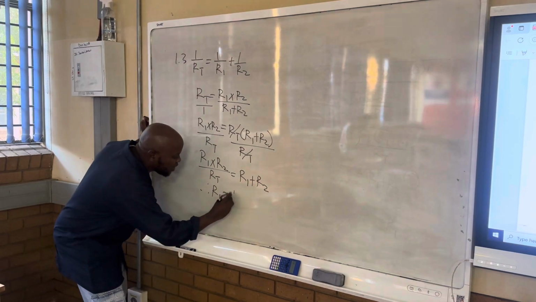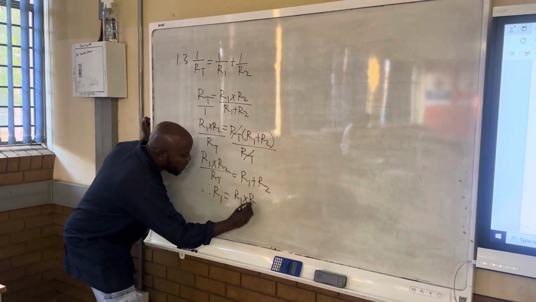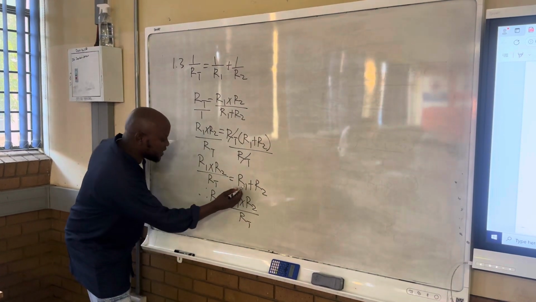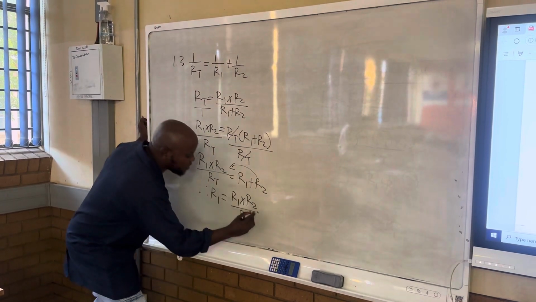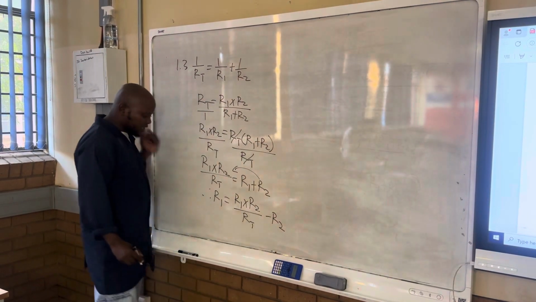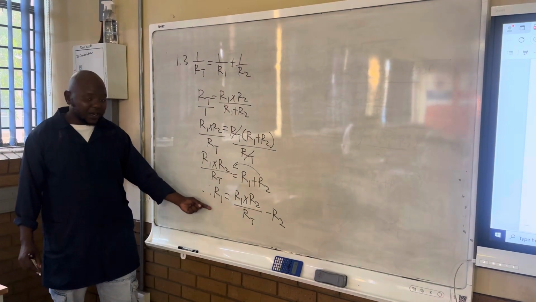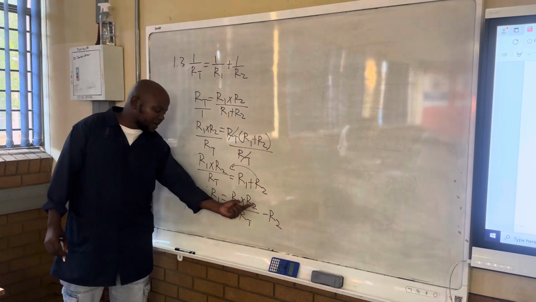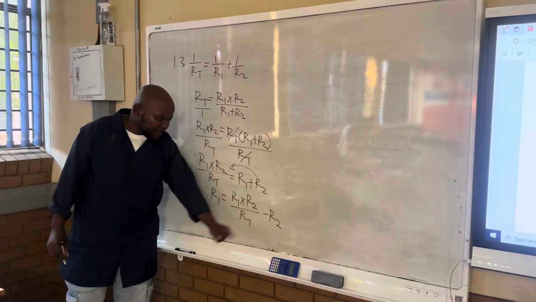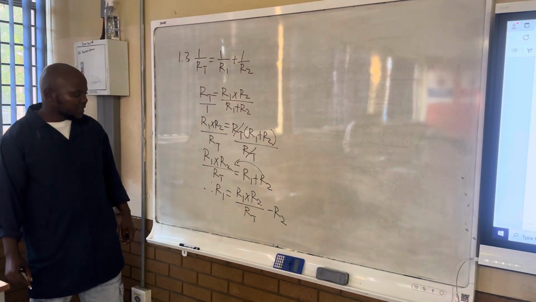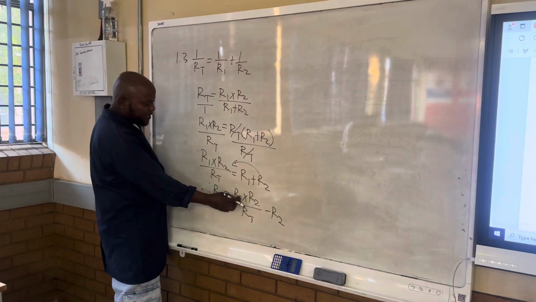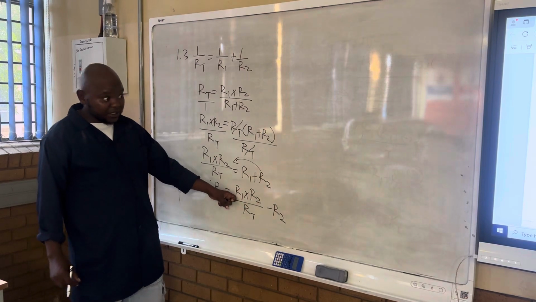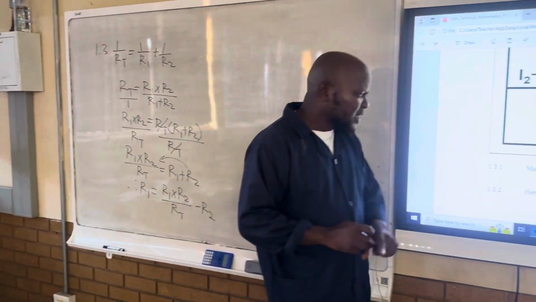Therefore, our R1 will be equal to R1 multiplied by R2 divided by R total, minus R2. We are transposing this to the other side, which is minus R2. So this will be our subject of the formula: R1 is equal to R1 multiplied by R2 divided by R total minus R2. Remember that R1 comes from the product of R1 multiplied by R2. That's why you have R1 again on that side. Thank you very much.